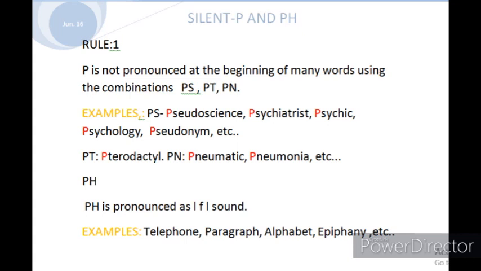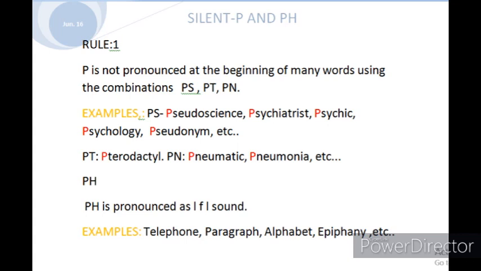First we will see the beginning letters PS. First example, pseudoscience. The spelling of the word is P-S-E-U-D-O-S-C-I-E-N-C-E, but here P is silent. So we read this as science with a silent P. Next one is psychiatrist. Here also P is silent. Then psychic, then psychology, then pseudonym. In all the above words, the letter P is silent.